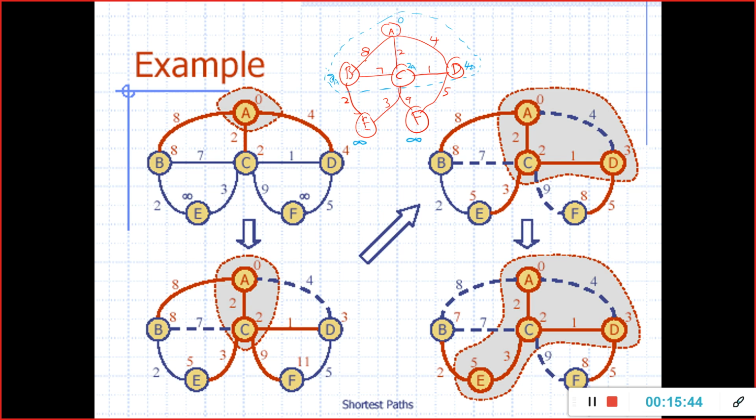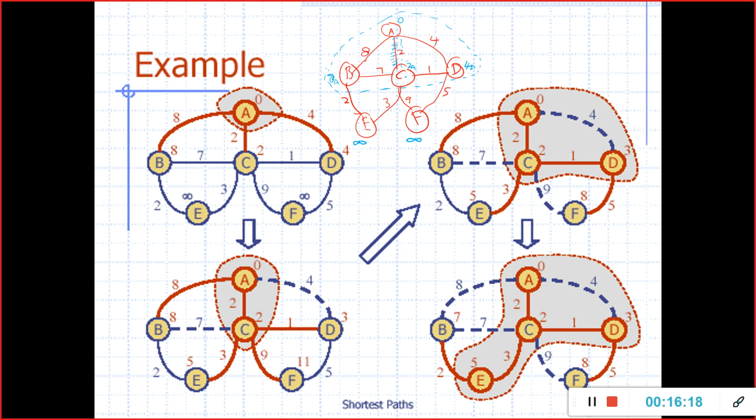Anyone? C, doctor. C, okay. Good. C, the shortest one. So you select C first. So this route is clear already. So you put 2A. Now from C, you calculate. A and C are already settled, so you ignore this.